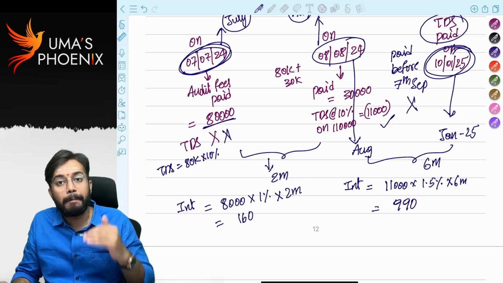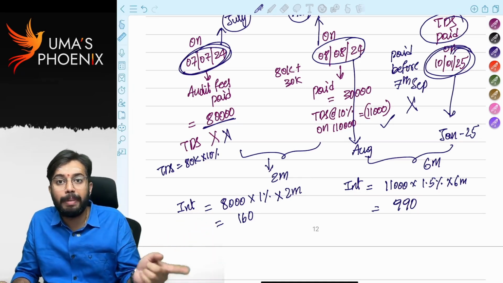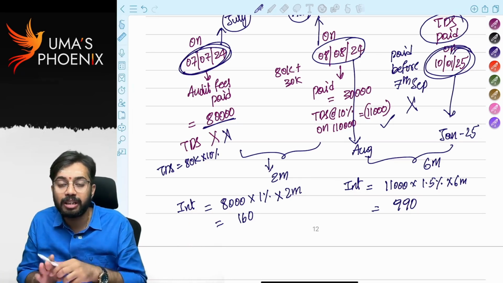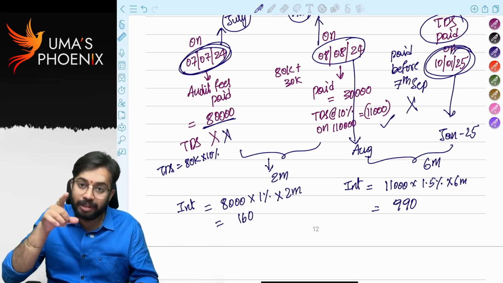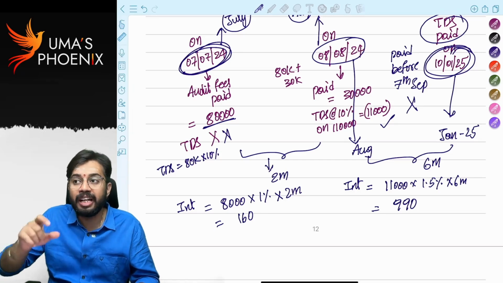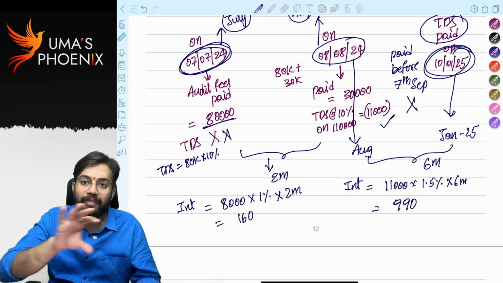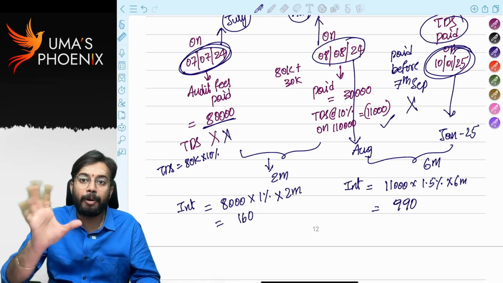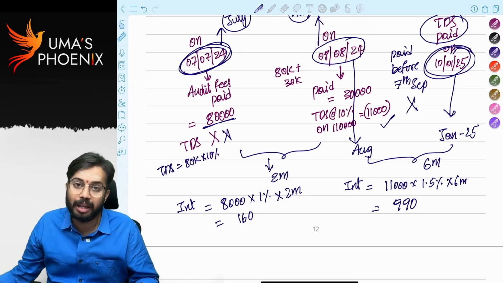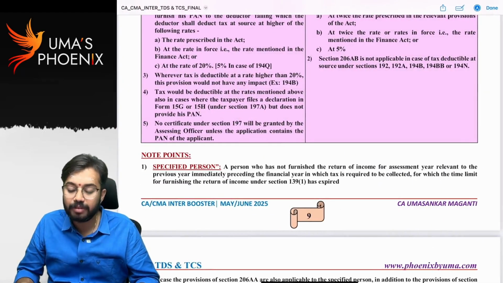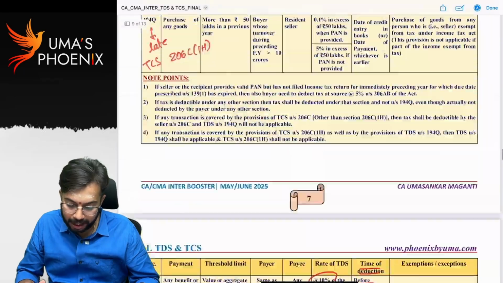TDS deducted but not paid to the government is a bigger default, so higher rate of interest. From the date on which TDS was actually deducted up to the date when TDS was actually paid to government, in between these two dates, whatever the months are there, for every month 1.5% interest is required to be paid. Is it clear? So that provision is there over here.